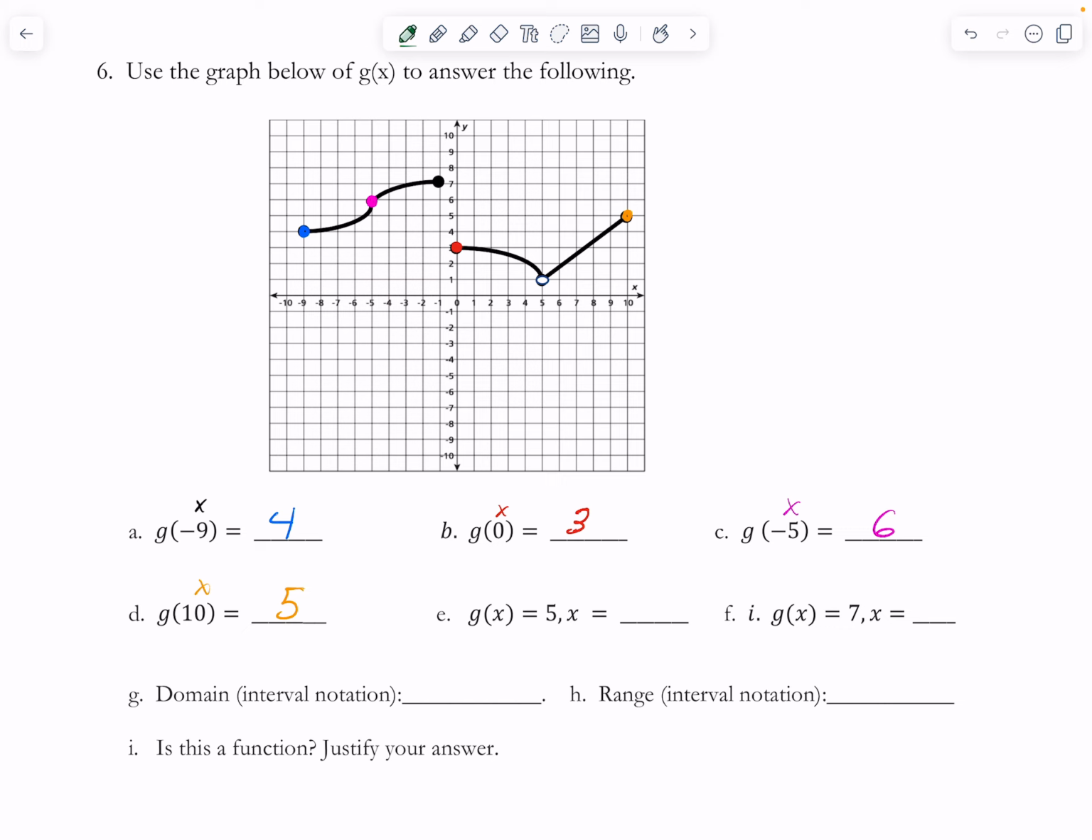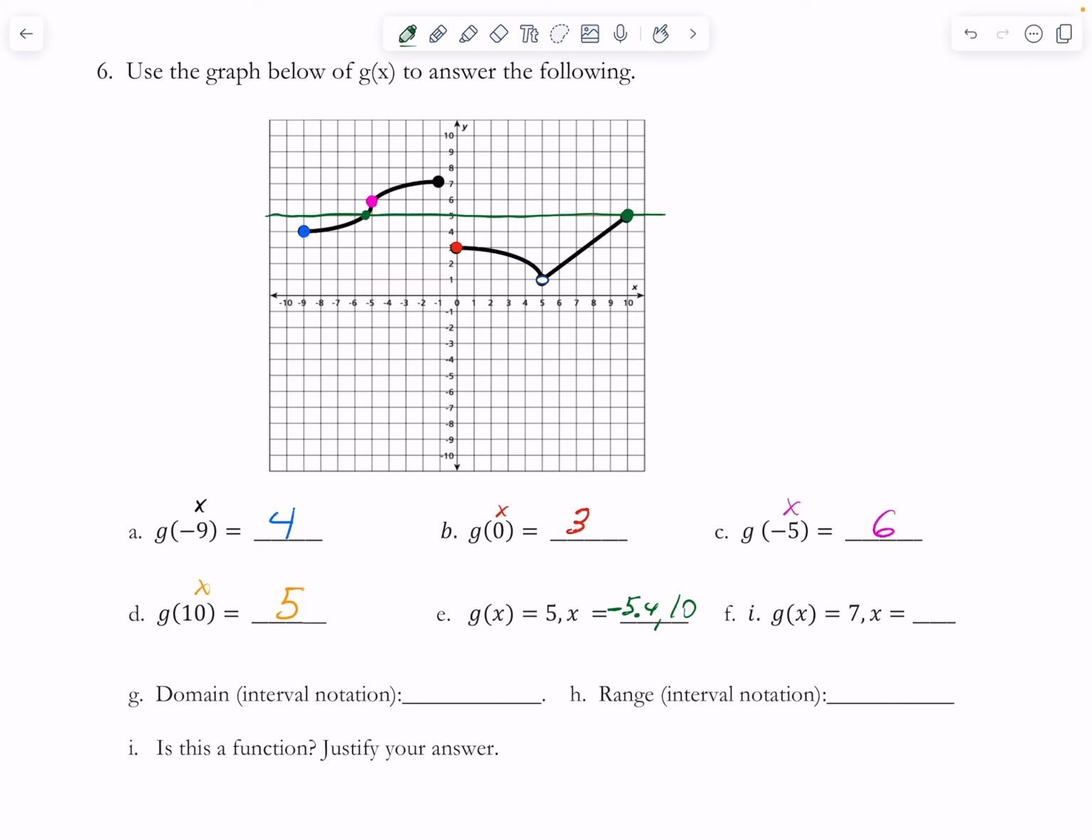I'm going to draw a horizontal line at 5 and see where it hits. Looks like it hits around here and around there. That one's a little easier at the end, right? That's an x value of 10. And for this first one, I would probably accept anything around -5.5. It's probably -5.4 is my approximation, but again, anything around -5.5 would work for me.